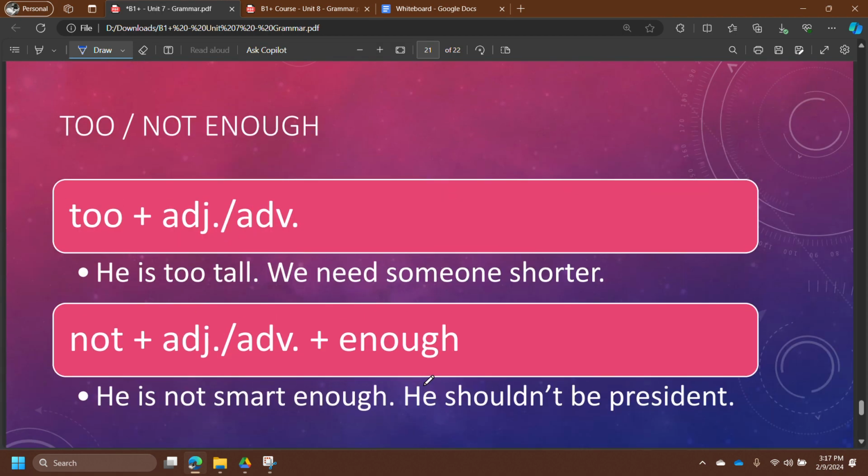And talking about again too and not enough, but this time used with adjectives and adverbs. Too plus an adjective or too plus an adverb will again mean that it's more than the right amount. Example, he is too tall. We need someone shorter. And not, adjective or adverb plus enough. So just be careful, guys, the structure kind of changes. He is not smart enough. He shouldn't be president. It just means that the level of smartness of this man is not up to the standard. It's less than the standard.